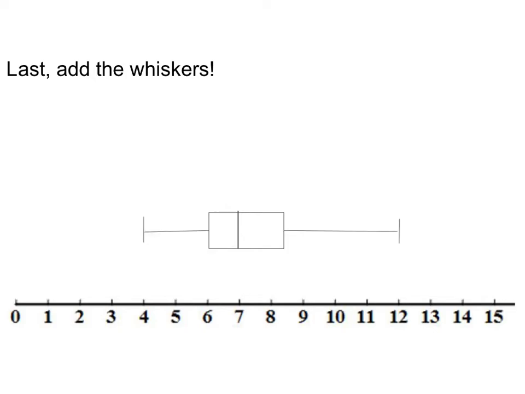Lastly, you're going to add your whiskers. The whiskers should reach all the way to your lower extreme, and then the upper whisker will go all the way to your upper extreme. That's it. You have successfully drawn a box whisker plot.